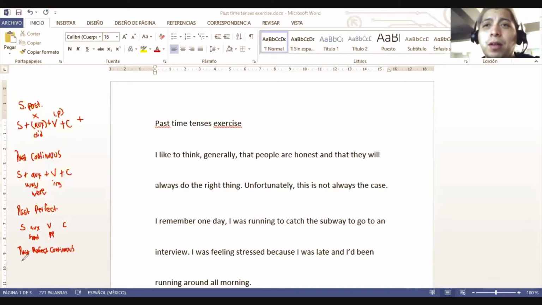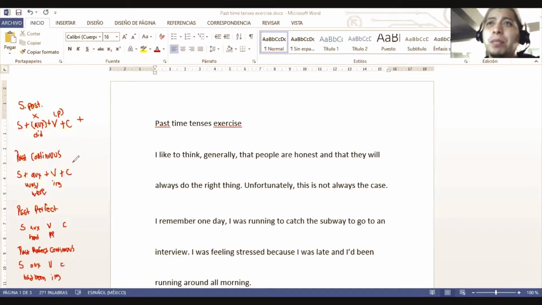Yeah, the past perfect continuous is subject, auxiliary, verb, and complement. The auxiliary in the past perfect continuous is "had been," and the verb is with -ing. I had been running around. I had been thinking about you. I had been doing something.